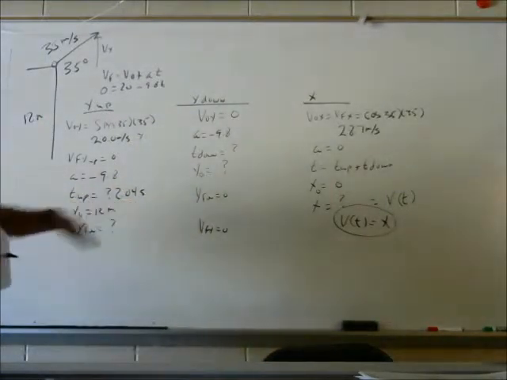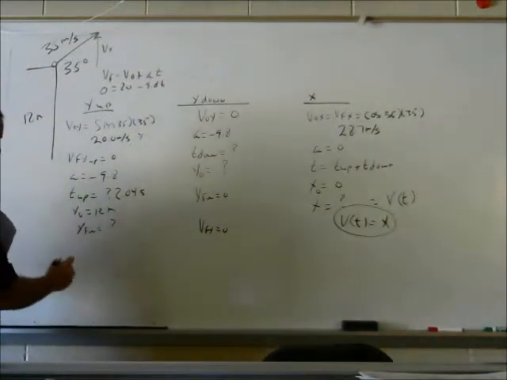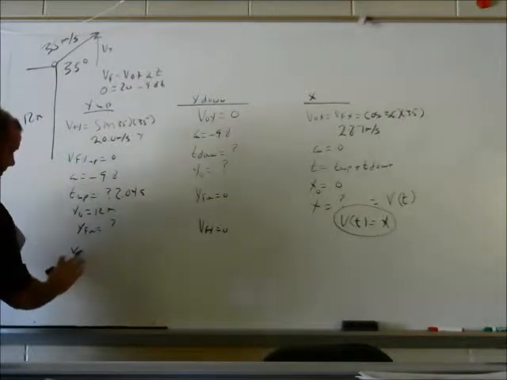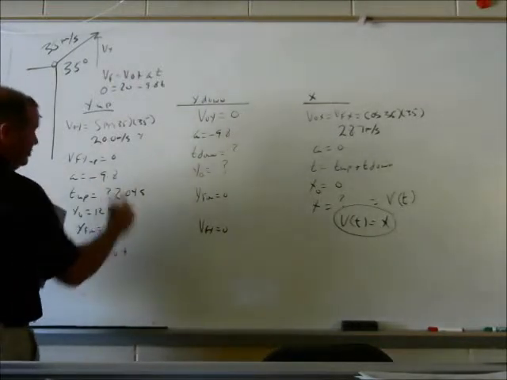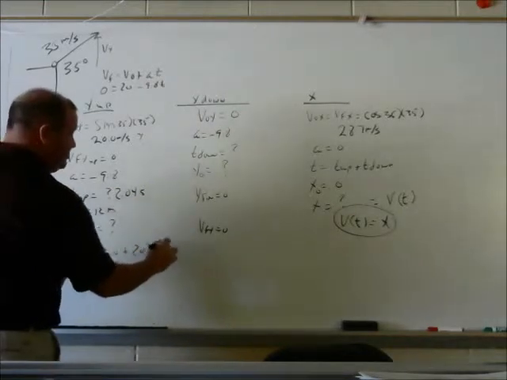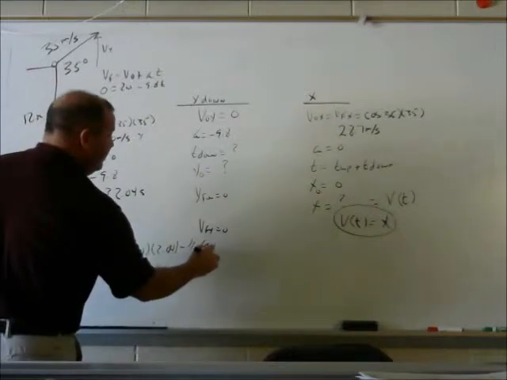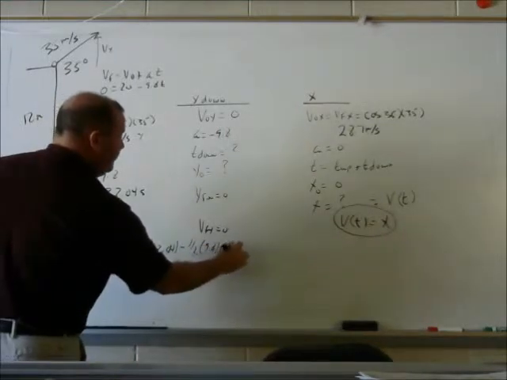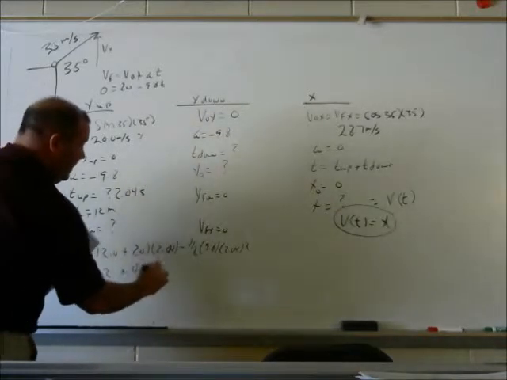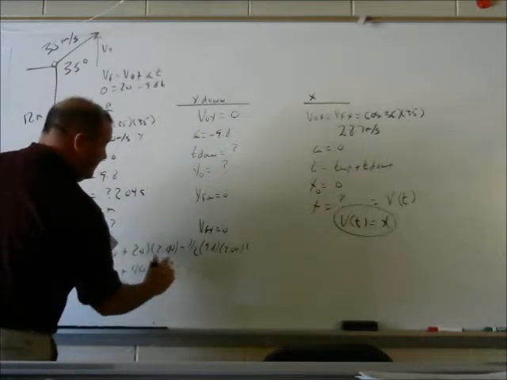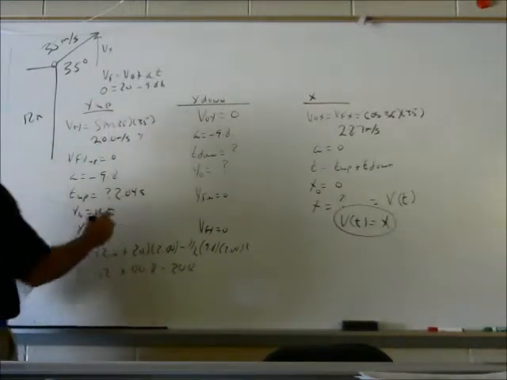How far does it travel during that time? I could say the height equals where I started, 12.0, plus my initial velocity of 20 times 2.04, minus 1/2 of 9.8 times 2.04 squared. That gives me 12 plus 40.8 minus 20.4, for a total height of 32.4 meters.